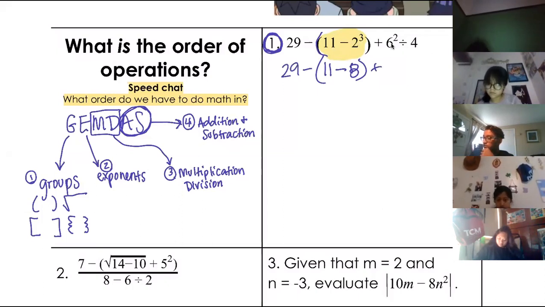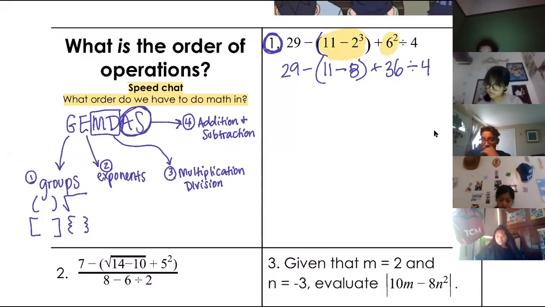While I'm here, can I go ahead and do this exponent too? Let's do 6 squared. What's 6 squared? 36. Yeah, for sure. 6 times 6, 36. And then division, dividing by 4. So I went ahead and did that part too. I'm allowed to do that part right now because it's its own thing, right? It's in its own little group.